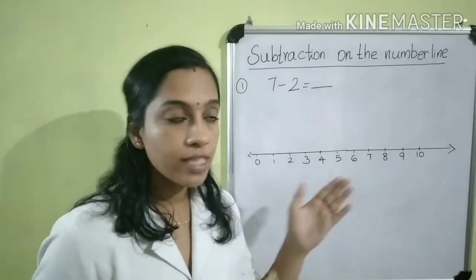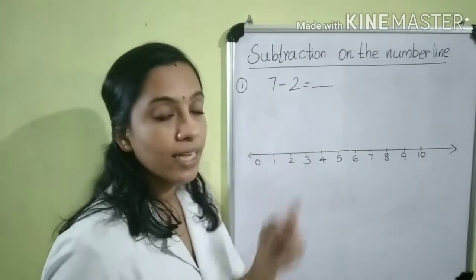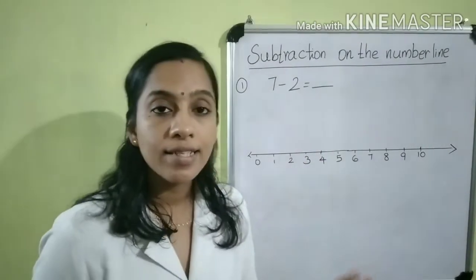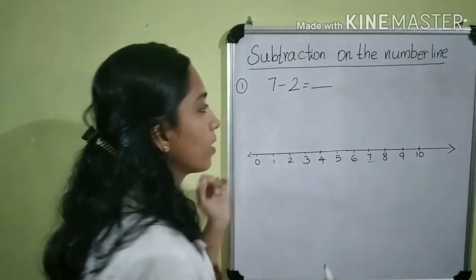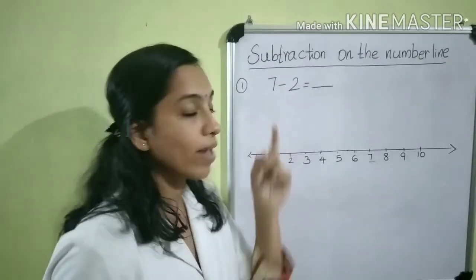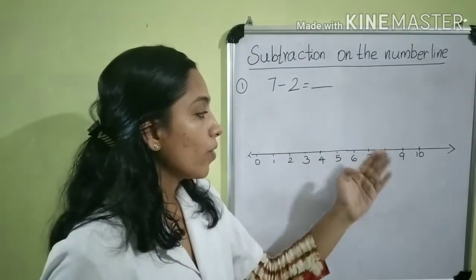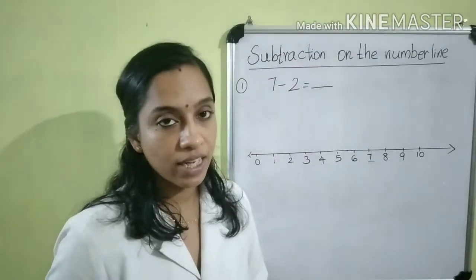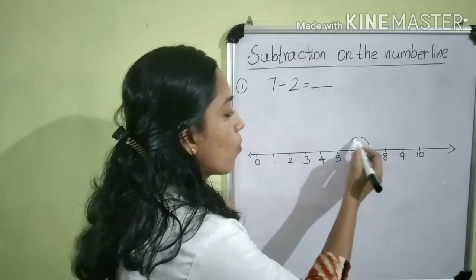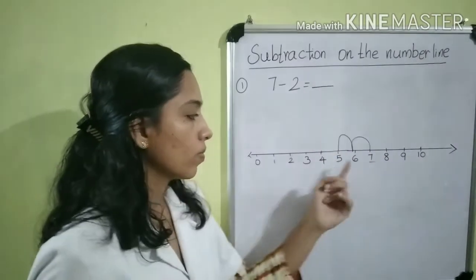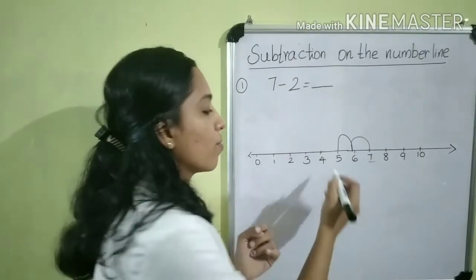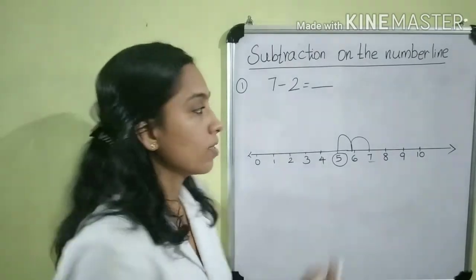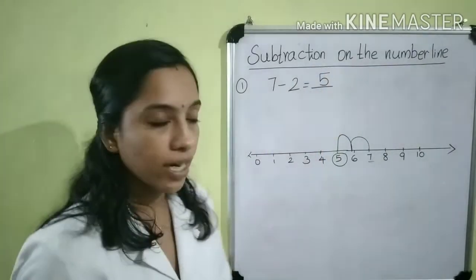So children, listen. Our question is 7 minus 2. So first we start from the number 7. Then we have to subtract 2 from 7. So we have to draw 2 gems in the backward direction. That is 1, 2. We are landing on the number 5, which means the answer will be 5. We can write the answer here.